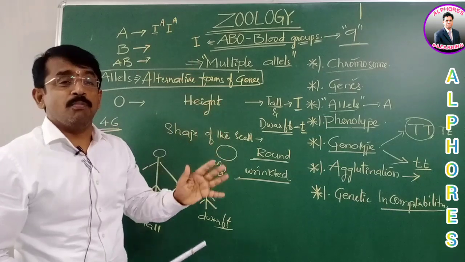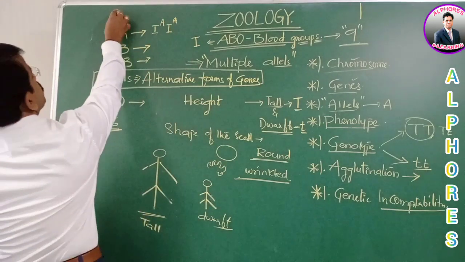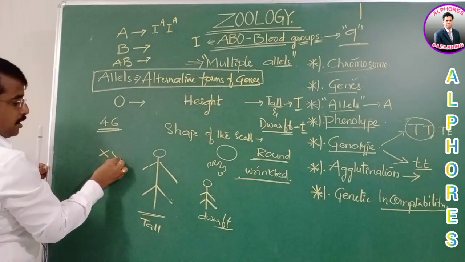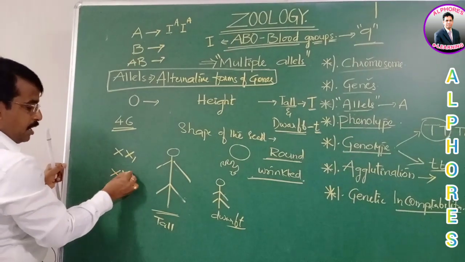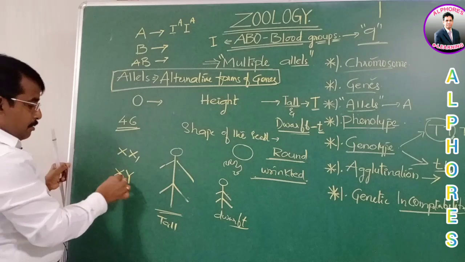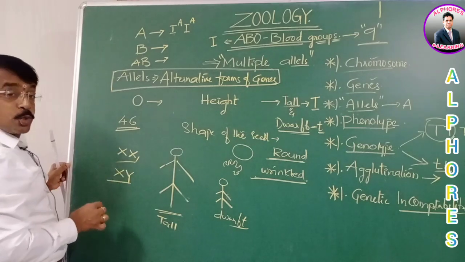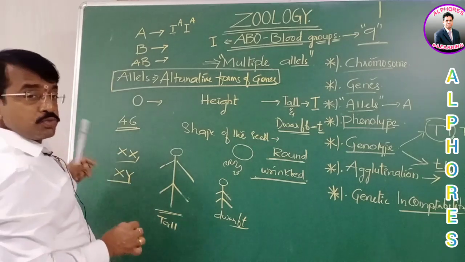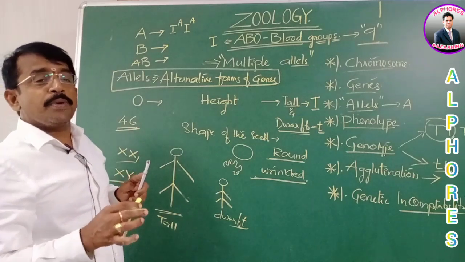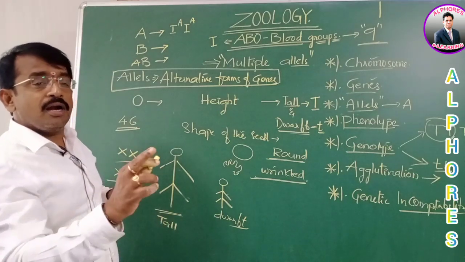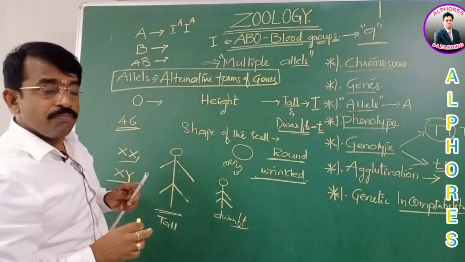Basically, XX refers to female and XY refers to male. So the chromosomes are 46, paired in status: 22 pairs of autosomes and one pair of allosomes.